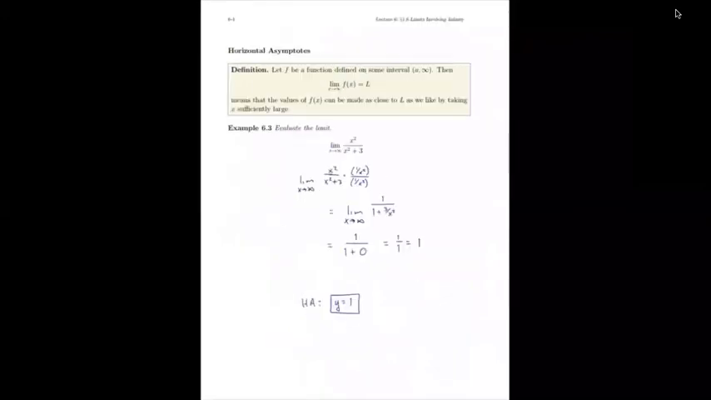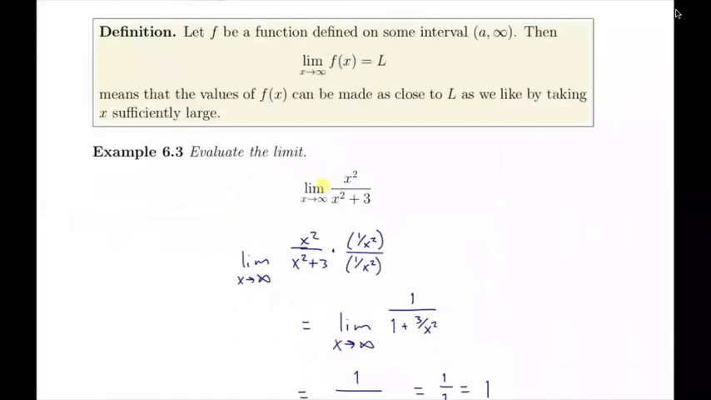We'll get more into the horizontal asymptotes in a moment, but let's evaluate the limit of a function as x goes to infinity. Typically these will be rational functions. They could be some trig functions or inverse trig functions, we'll see at some point. In this case, we've got a rational function.